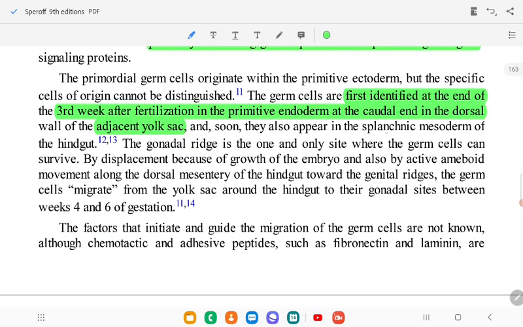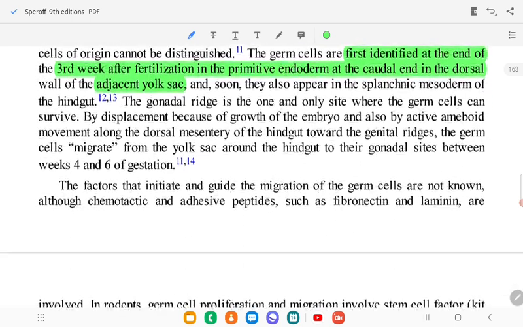Also the splanchnic mesoderm appears. The gonadal ridge is the only site where the germ cells can survive by displacement, because growth of the embryo is also active.